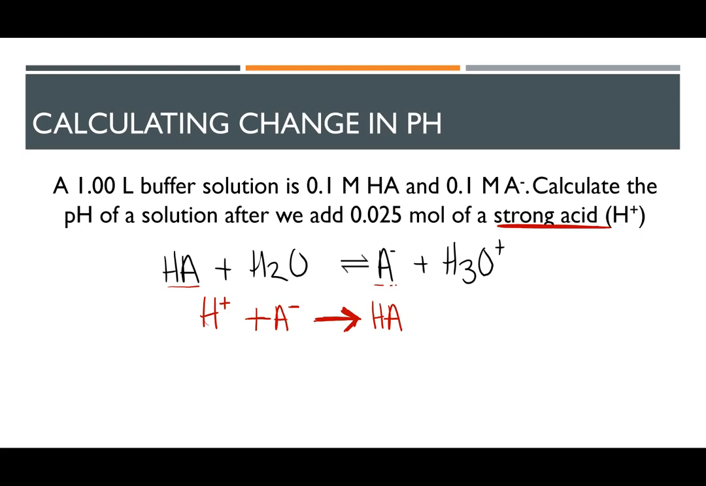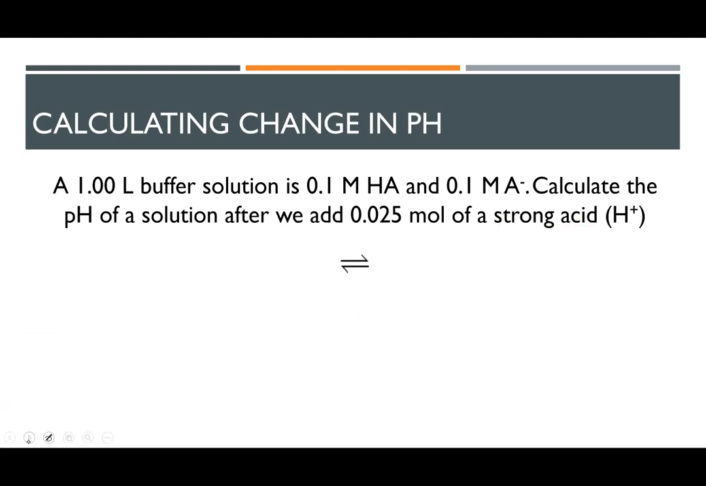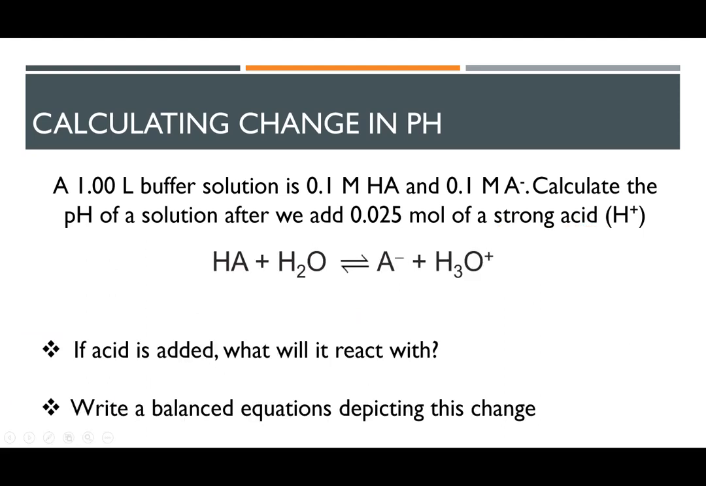Now that we have a picture on our paper of what is going on, we can start to quantify this process. And we already did this. If the acid is added, what will it react with? And then write the balanced equation depicting that change. So now we have a picture of what's going on, we can go ahead and start to work through this. We can start to quantify it.